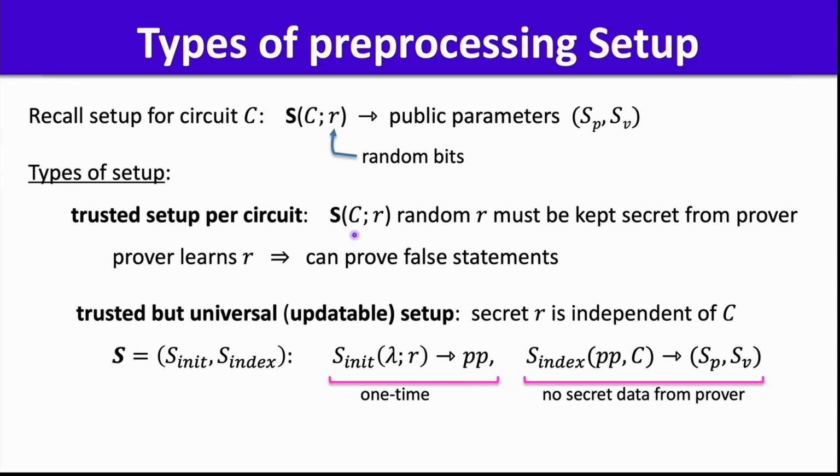So a better setup procedure is what we call still trusted, but a universal procedure, where basically the secret random bits are chosen once and for all, and they're independent of the circuit C. So really, we can think of the setup procedure as broken down into two algorithms. There's the initialization procedure, and then there's what we call the indexing procedure. The initialization procedure will use these random bits R to generate some public parameters, which we'll denote by PP. But this is a one-time process. Once this initialization procedure runs, we throw away the random bits R, and we never need to generate secret randomness ever again.